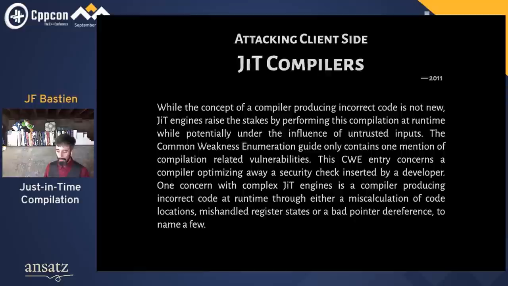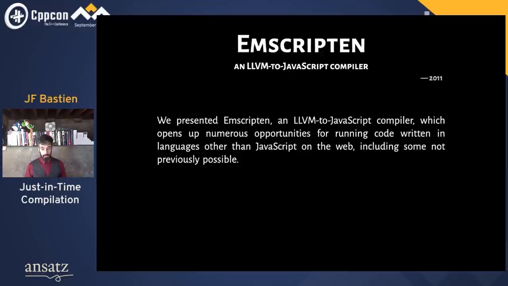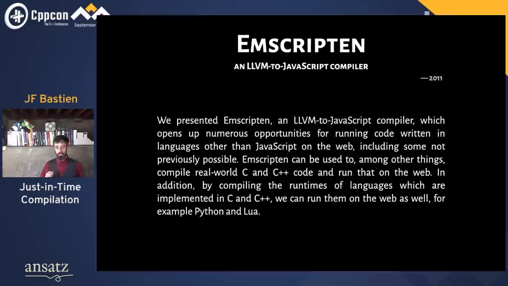Here's another cool paper, an LLVM to JavaScript compiler called Emscripten. Right? So Emscripten is compiling LLVM to JavaScript, which opens up multiple opportunities to run code on the web. Emscripten can be used to compile C and C++ code, and you can also take, say, a Python VM, which is written in C, compile it through Emscripten to LLVM to JavaScript, and then run Python code on the web. Or you can do the same thing with Lua.